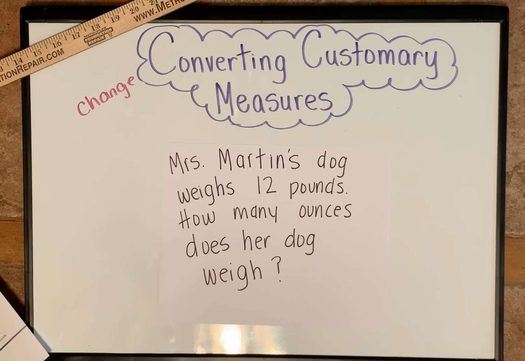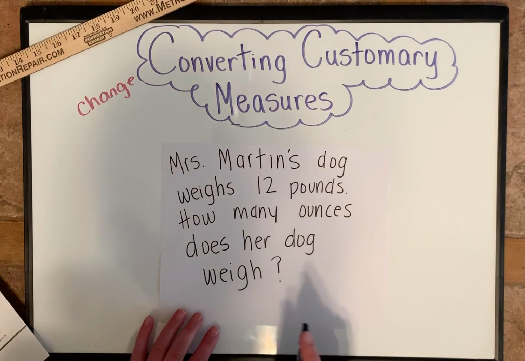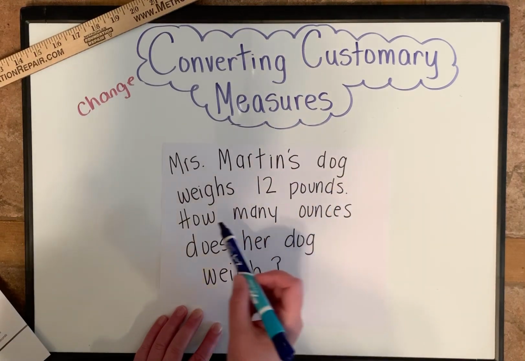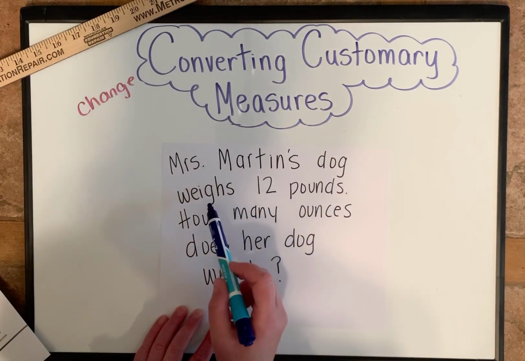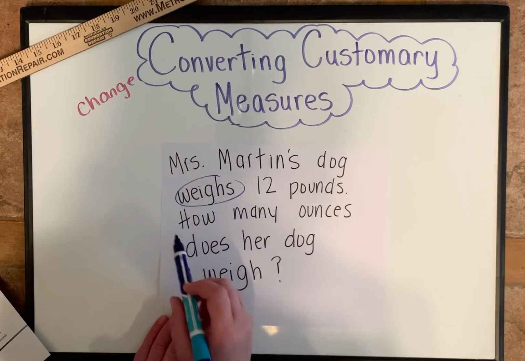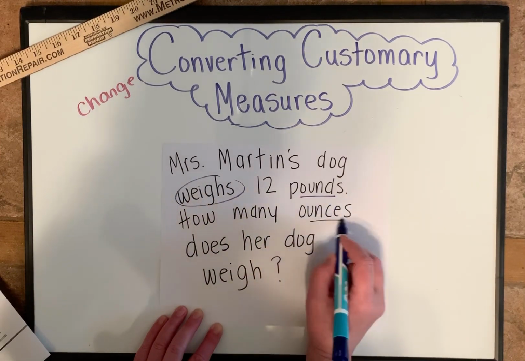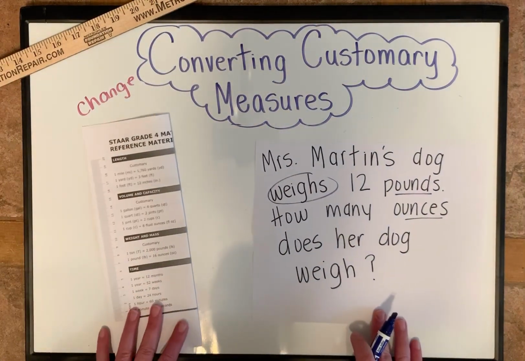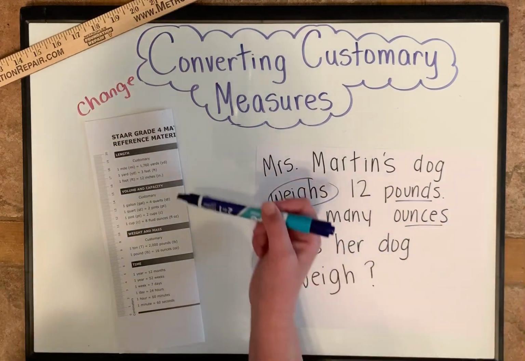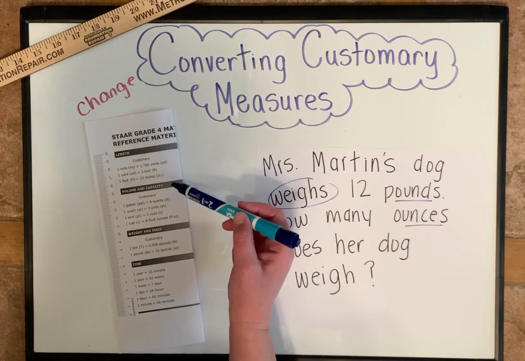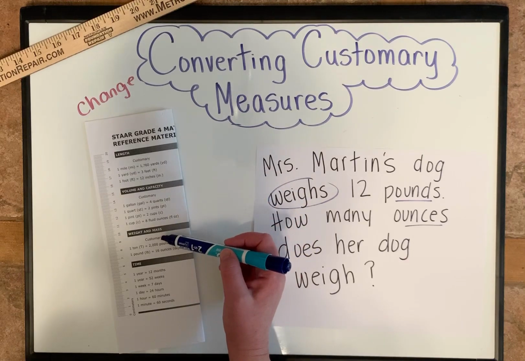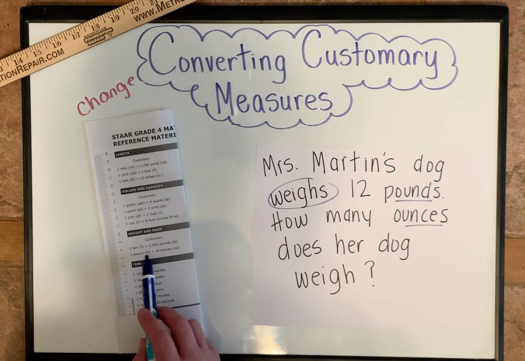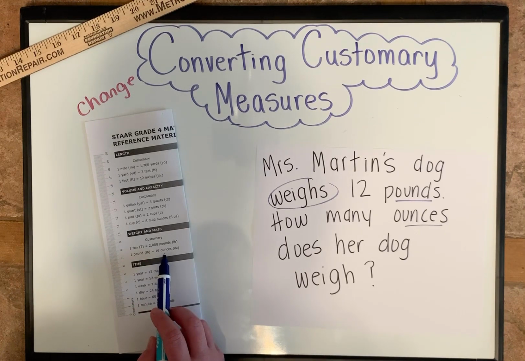All right. Mrs. Martin's dog weighs 12 pounds. How many ounces does her dog weigh? So I'm looking for my measure words. Let's see. I see the word weighs. I also see the word pounds and I see the word ounces. So that tells me I'm going to be going over here to my conversion chart. Pounds and ounces, those don't sound like length words. Don't sound like capacity. Weight. Weigh, weight. Here we go. Pounds and ounces, there it is right there. Pounds, ounces. 1 pound, 16 ounces.